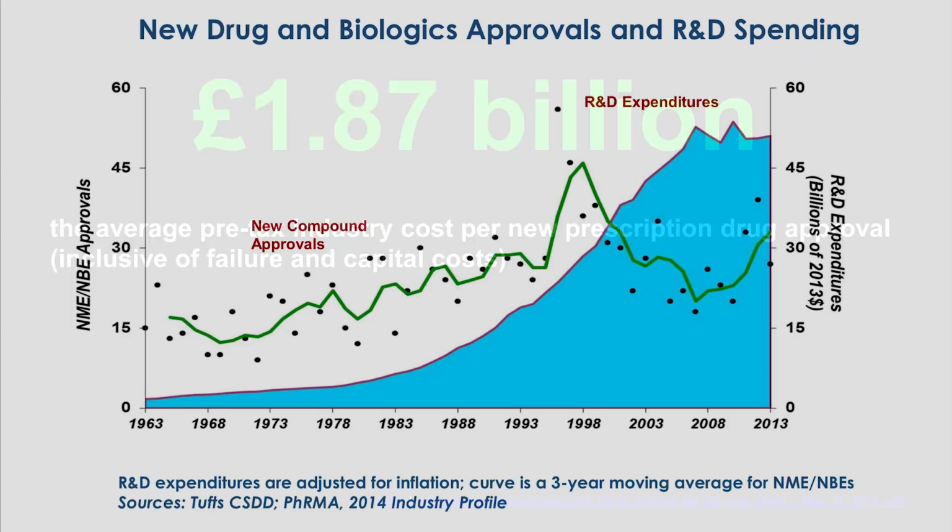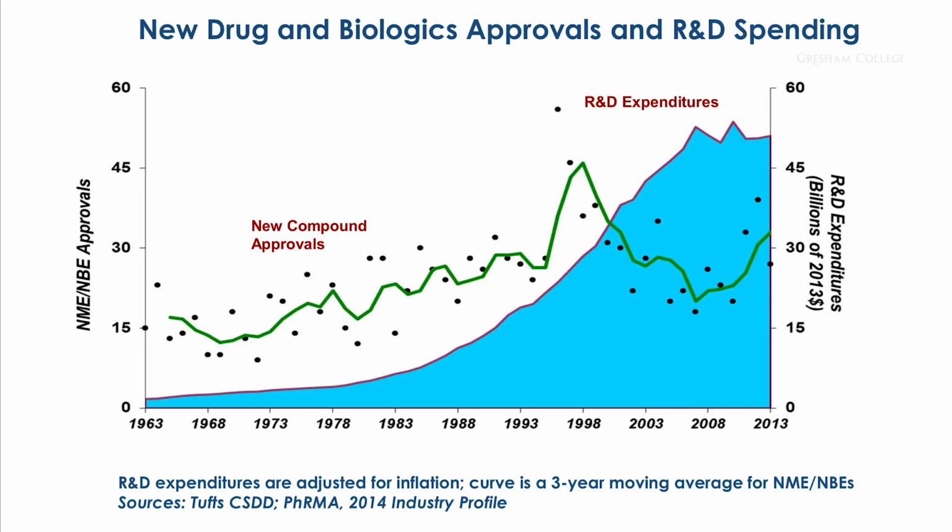The cost of drug development has multiplied tenfold since the 1970s. And there's still only a 7% approval rate on average over those 12 years. So there's an awful lot of stuff going on in the background that never gets to market, and yet the costs have risen hugely. 4/5 of drugs are discontinued during development.